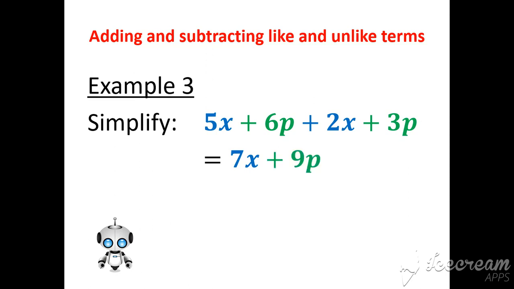We can't add the x's and the p's because they are unlike. So we can't add it any further. So that's our final answer. And again, remember we can write it as 9p plus 7x if we prefer.